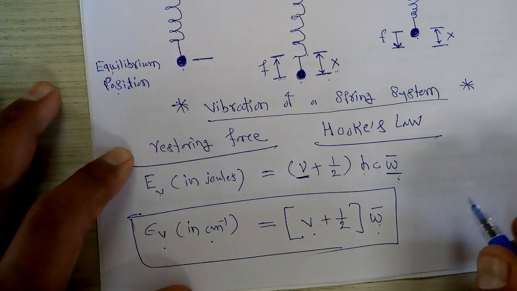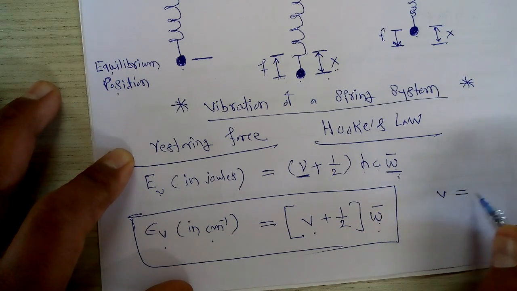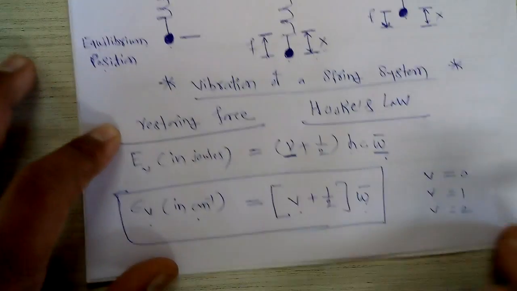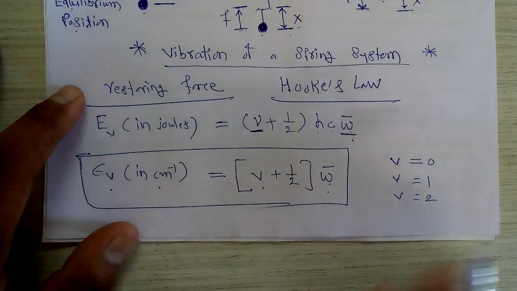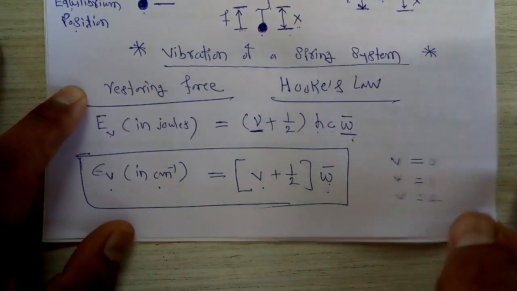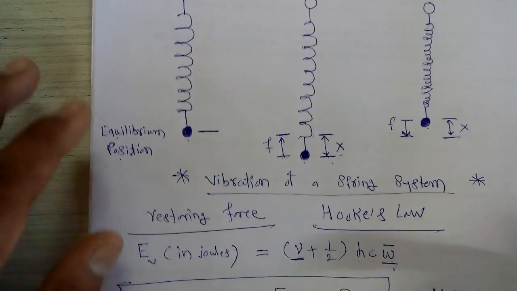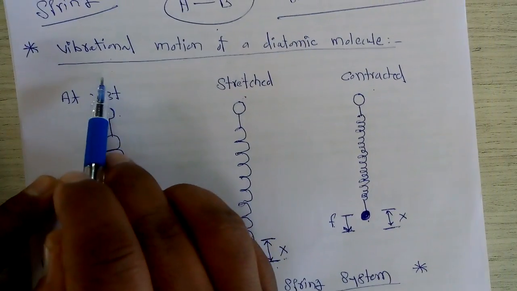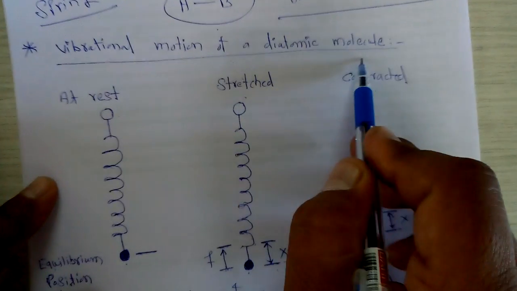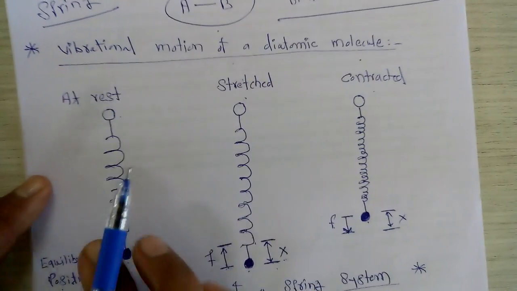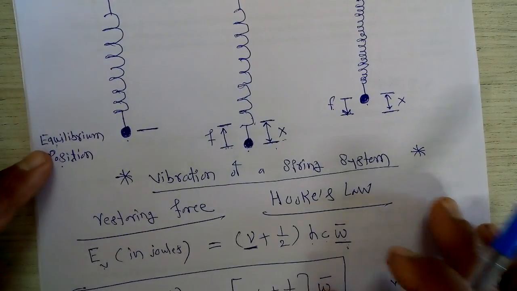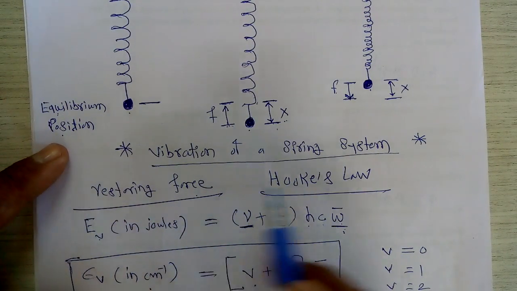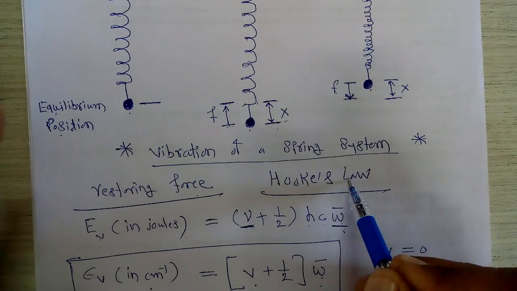Suppose we want to calculate the energy of a molecule at vibrational quantum number equal to 0, 1, or 2. What energy is obtained? That can be calculated with the help of this simple equation. So this is a simple point from IR spectroscopy, the vibrational motion of a diatomic molecule. This diatomic molecule has three different cases, with the help of which we may calculate its restoring force, and this restoring force, according to Hooke's law, is directly proportional to the mass which undergoes displacement.